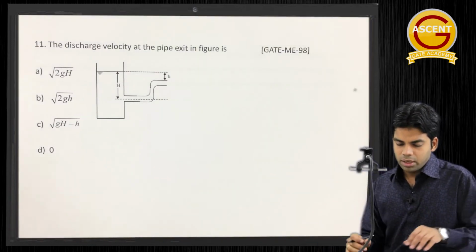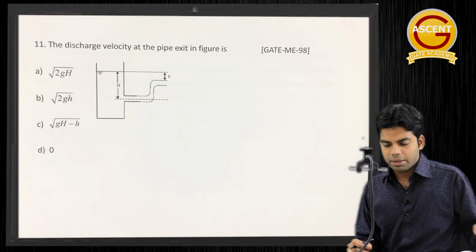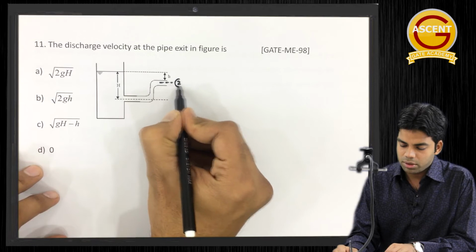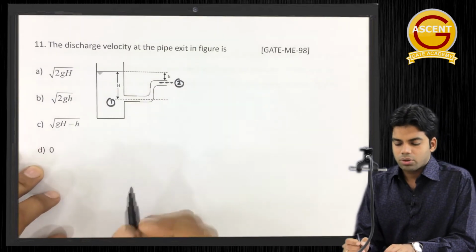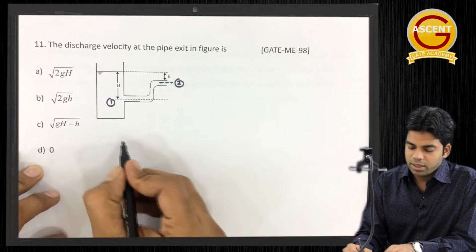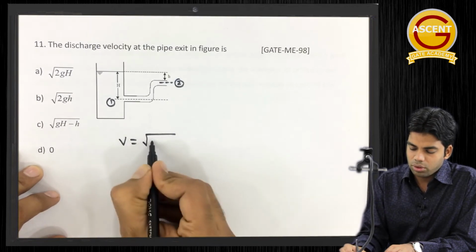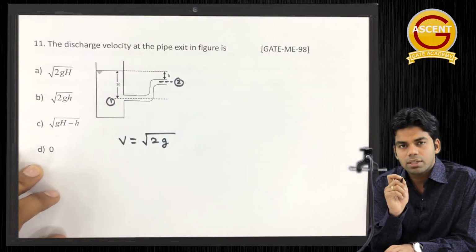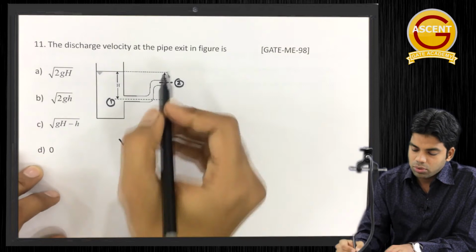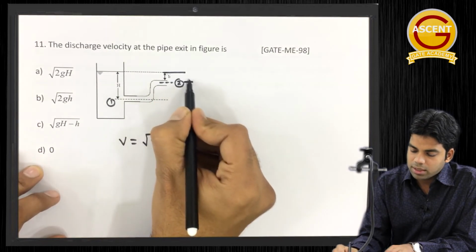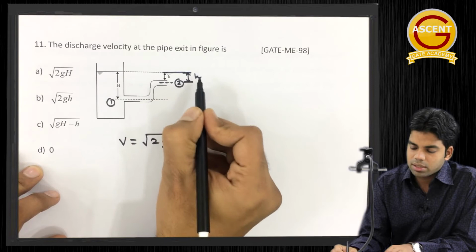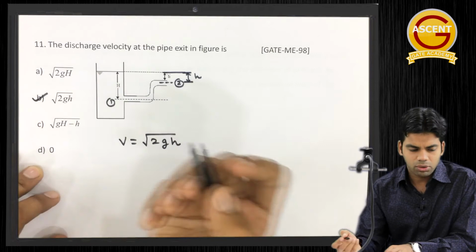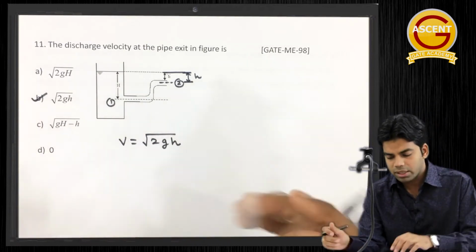This is another question. The discharge velocity at the pipe exit in the figure is... Here we have to determine the velocity at this point, point 2. Suppose this is point 1. Same thing, we can apply Bernoulli's, and finally we will get v is equal to under root of 2gh. And what is h? h is the distance between the free liquid surface and the exit point, which is already given as h. So v is equal to under root of 2gh. If you want, you can apply Bernoulli's equation also, and you will get the same answer.